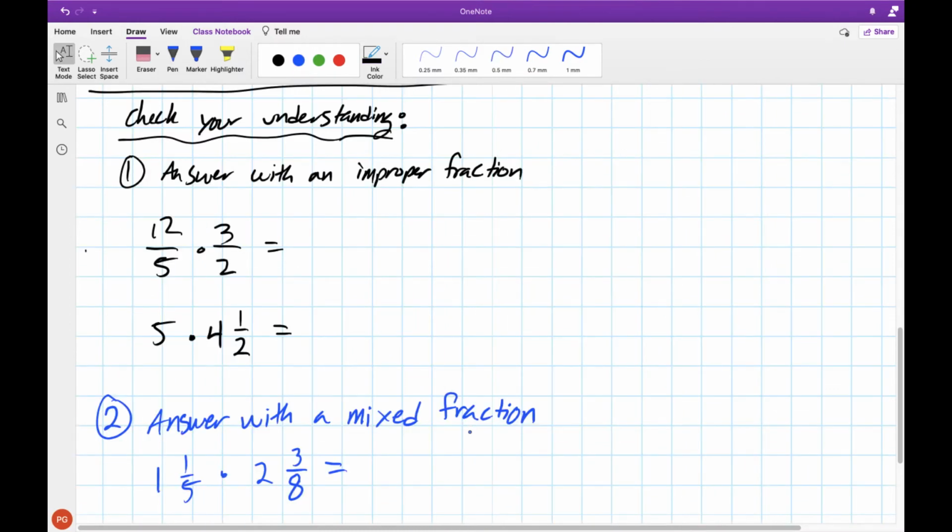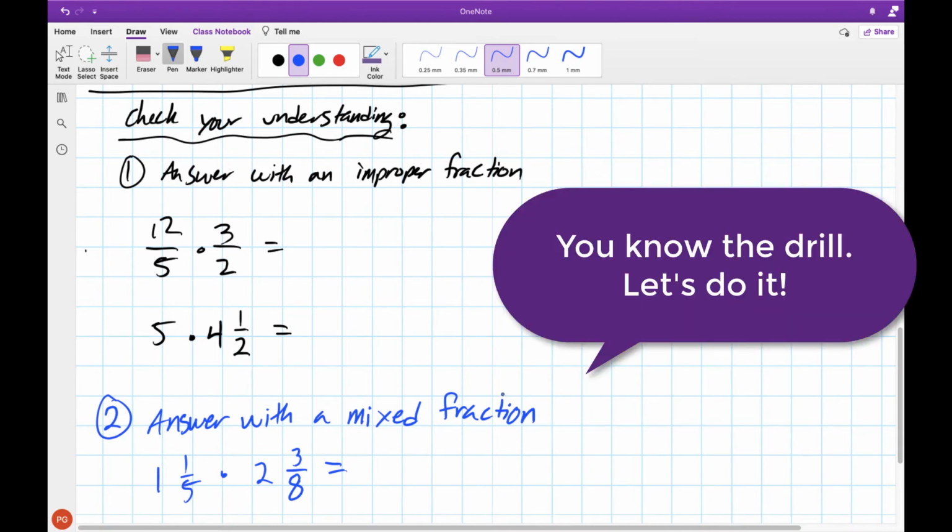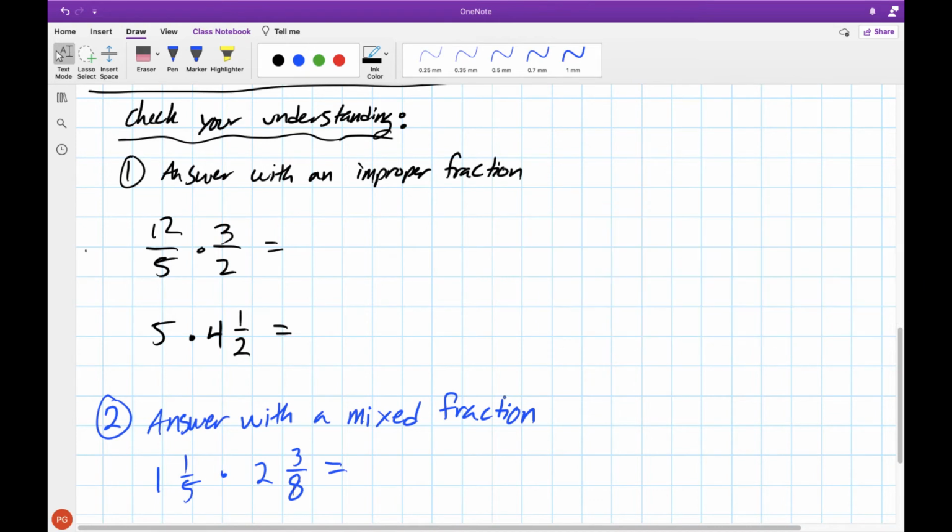Alrighty folks, let's check your understanding. 3 questions here. The first 2 you have to answer with an improper fraction, and then for the last one here, I want your answer as a mixed fraction. So pause the video, grab some paper, see if you can do these on your own. All finished? Alright, let's go over the answers.